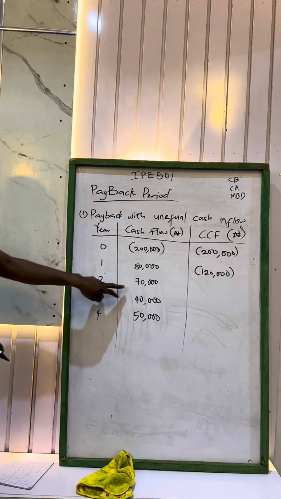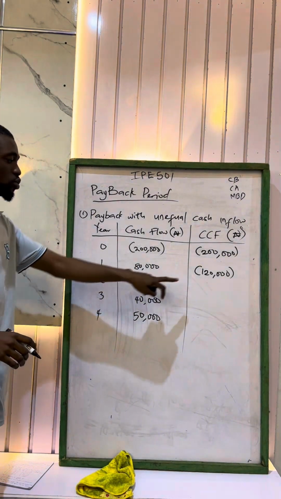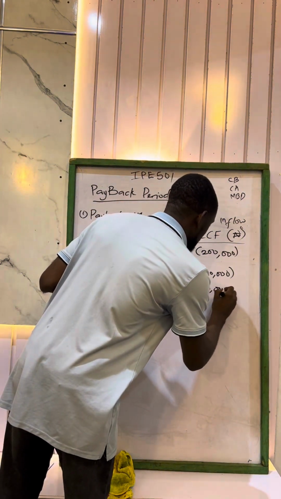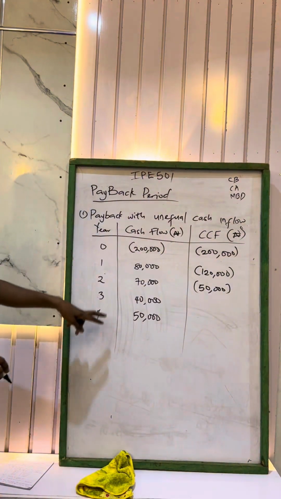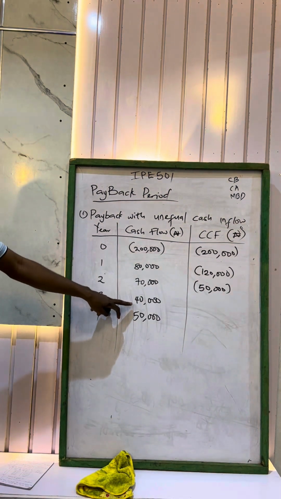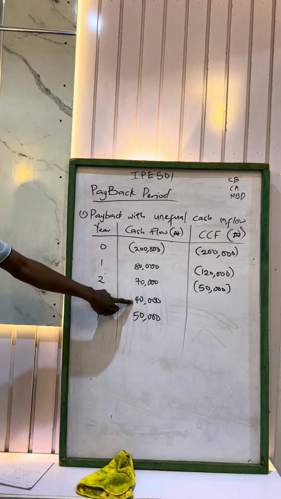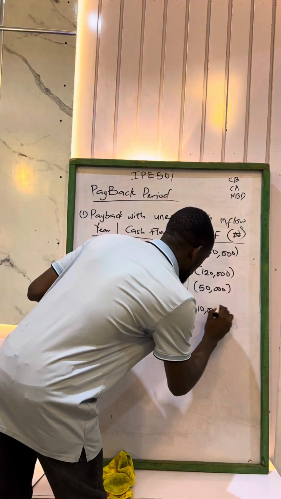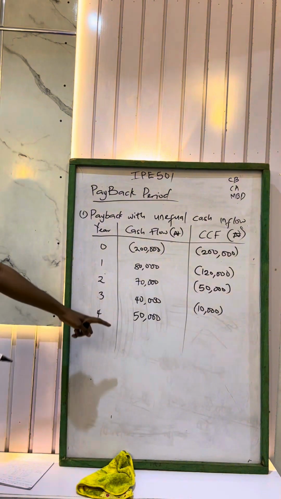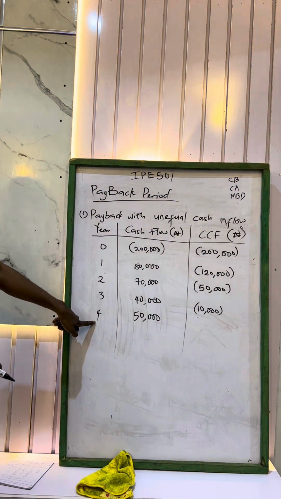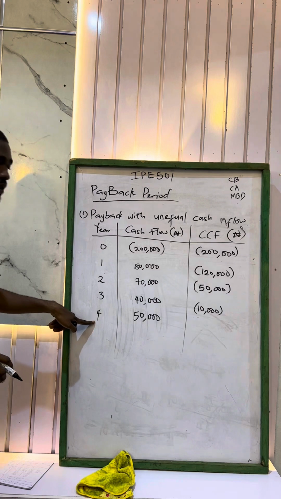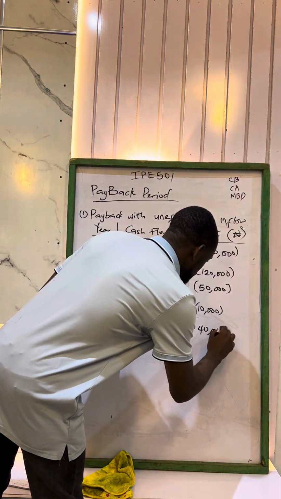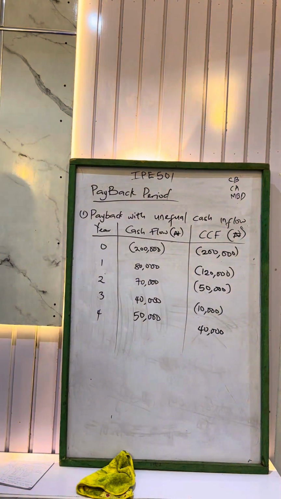At the end of the second year, you gain 70,000 naira. So 120,000 minus 70,000 is 50,000, of which you are still in a deficit of 50,000 naira. After the third year, you gain 40,000 naira again, which means you're still in a deficit of 10,000 naira. That is the cumulative of the inflows. While at the fourth year, you've made your capital back, and you're having an additional gain of 40,000 naira now. So how do you get your payback period here?